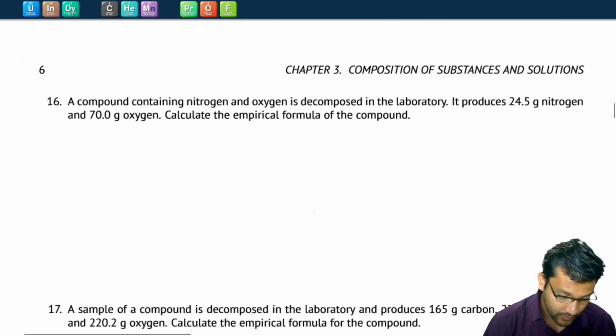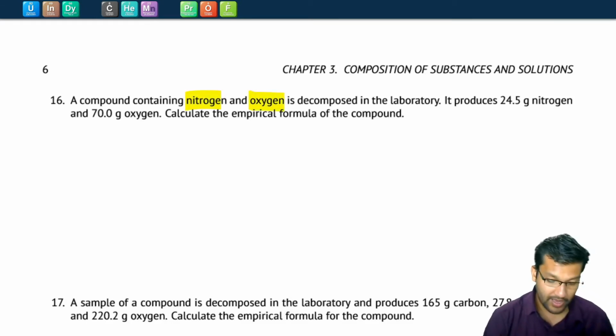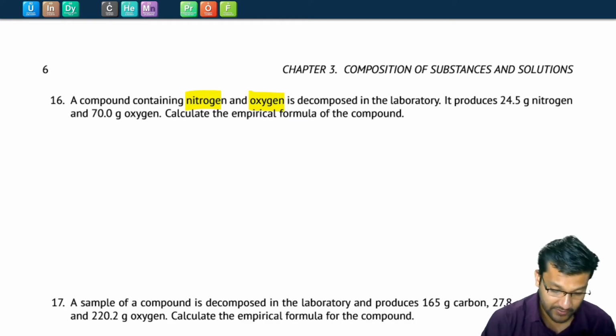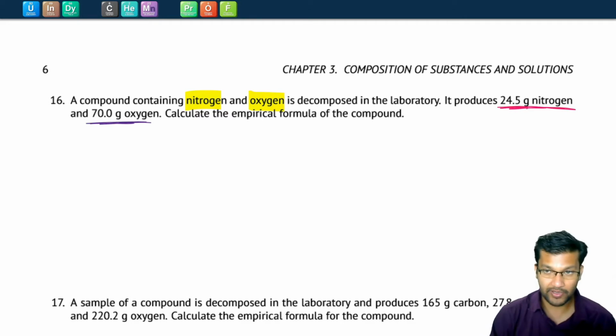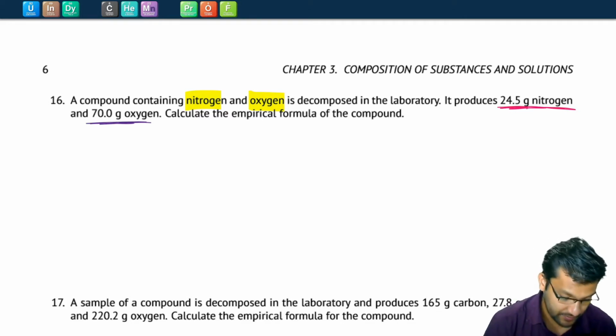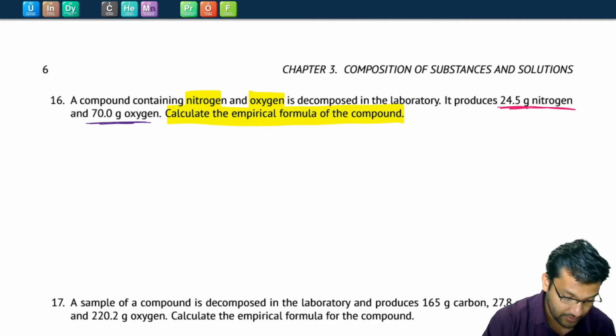In number 16, we're looking at some compound that has two different elements, nitrogen and oxygen. The question says that when we decompose this into its separate atoms or elements, we get 24.5 grams of nitrogen and also 70.0 grams of oxygen. So we separate the nitrogen and oxygen, and we get 24.5 grams of nitrogen and 70.0 grams of oxygen. The question is asking us for the empirical formula for the compound.